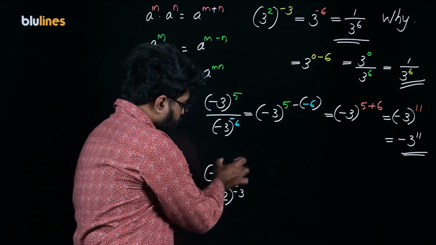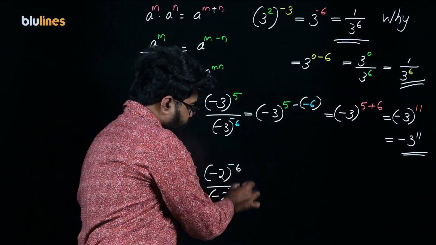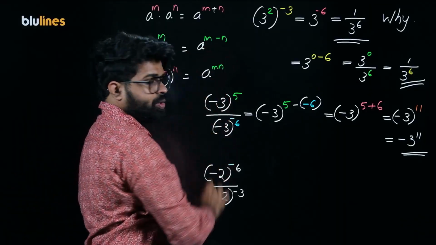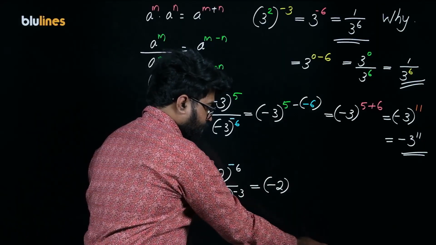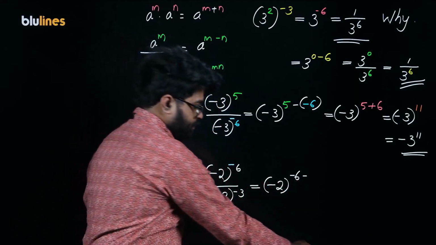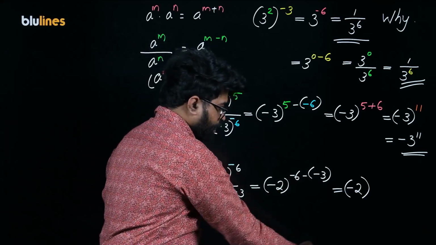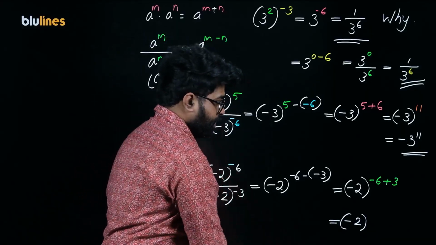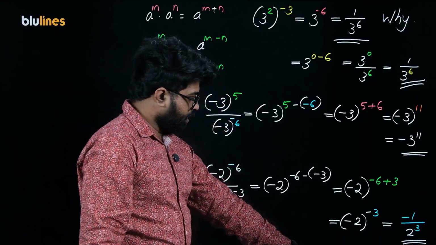Now, what is (-2) raised to minus 6 divided by (-2) raised to minus 3? Here our powers are accompanied with a negative 2, but we have the same base. So, a raised to m by a raised to n is equal to a raised to m minus n. So, we have a raised to, our a is negative 2, raised to our m, that is minus 6 minus minus 3. Now, negative into negative turns to be positive, which is equal to (-2) raised to minus 6 plus 3, which is equal to (-2) raised to minus 3. So that's our final answer.